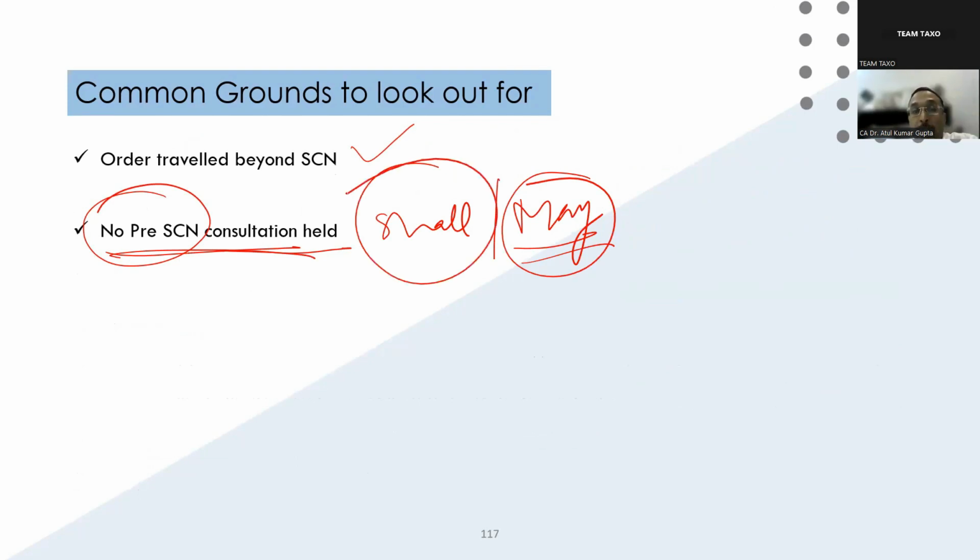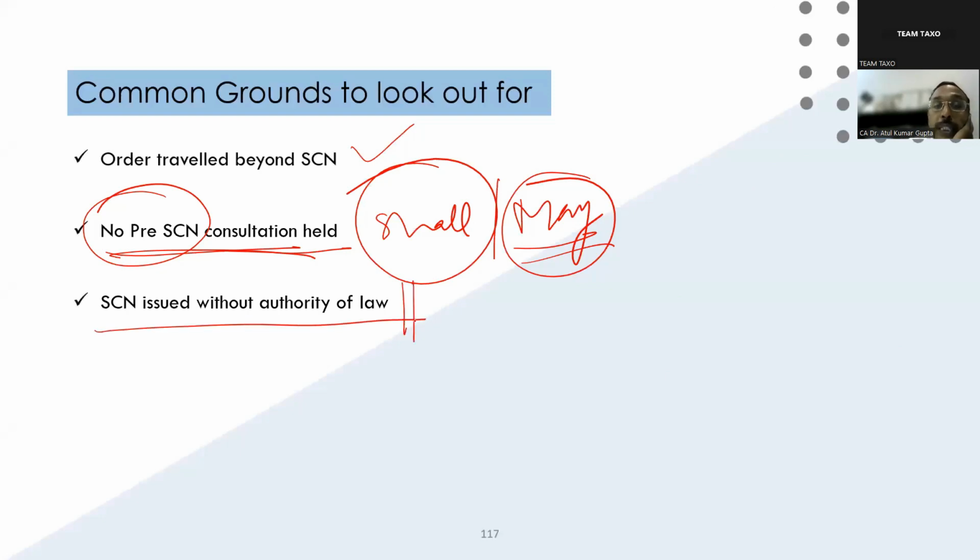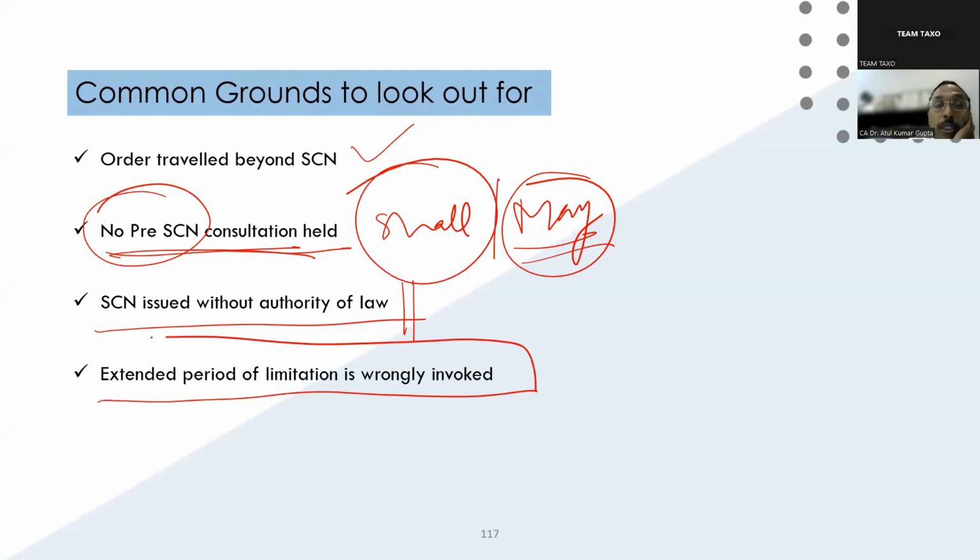So in case no pre-show cause notice consultation is held, you should challenge that show cause notice itself. Then, if the show cause notice is issued without authority of law, meaning the proper officer has not signed it, or the extended period is wrongly invoked or section 74 is wrongly invoked, you should challenge that.